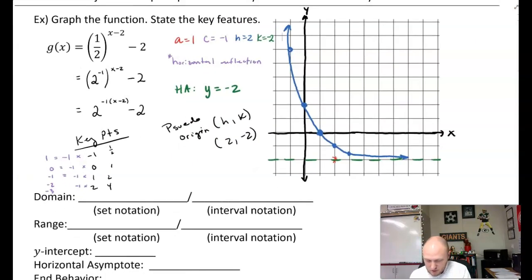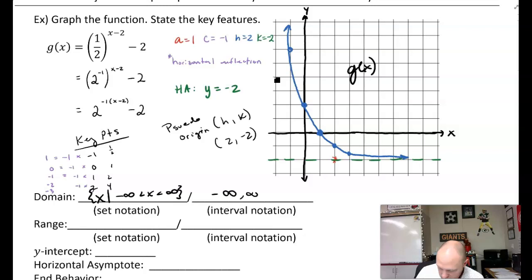There's our transformed function g of x. So here's g of x. Our domain, again, these are all the x values from negative infinity to infinity. That would be interval notation. And then inequality or set notation would be negative infinity less than x less than infinity. Range, these are the y values, where y is, in this case, greater than negative 2. And that would be negative 2 to positive infinity.